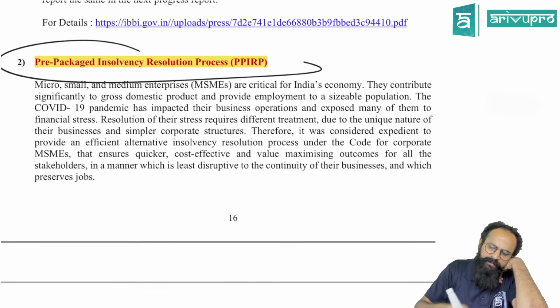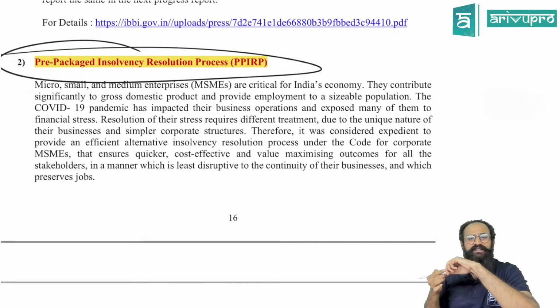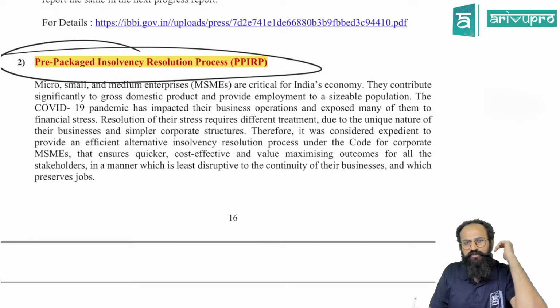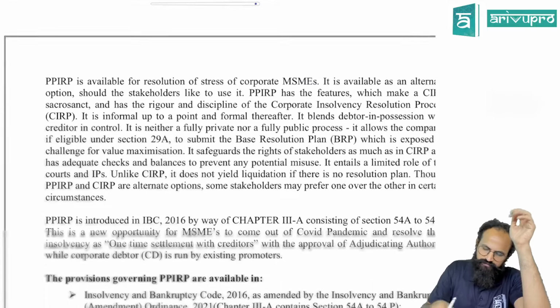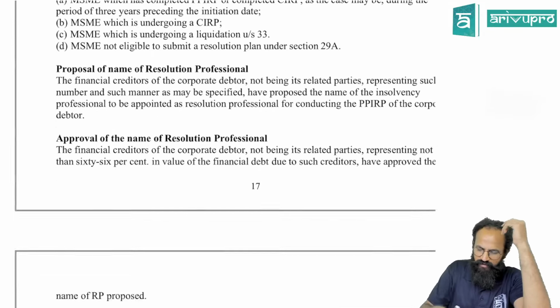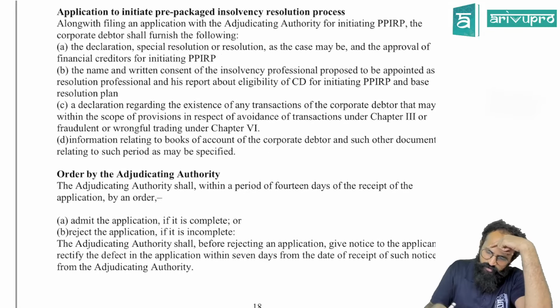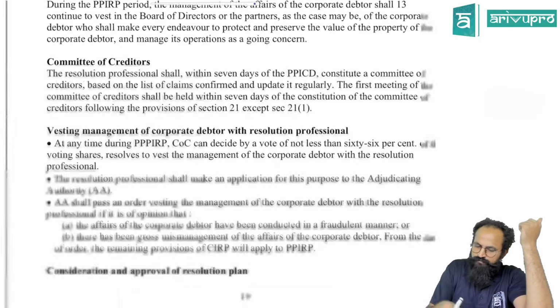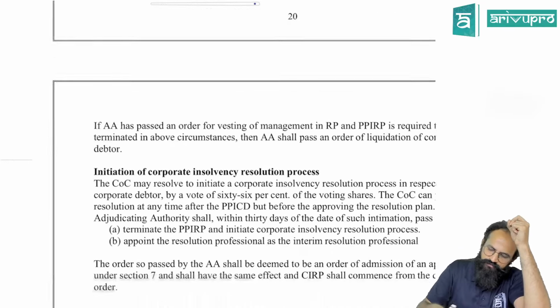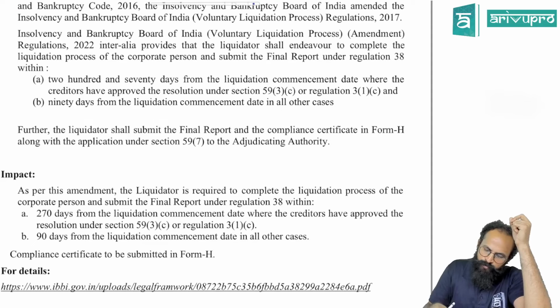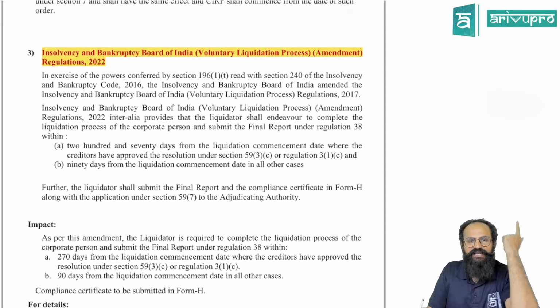Next one, PPIRP. Again, I have done this in the previous attempt only. So you can watch that PPIRP process only. That is more than sufficient. That thing only, again, they have given. Pre-packaged insolvency resolution process. Okay, now they have made the last amendment.